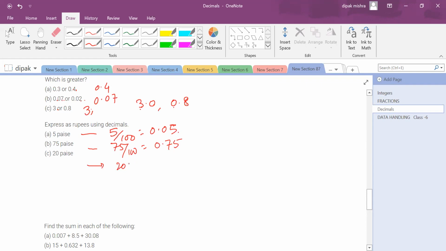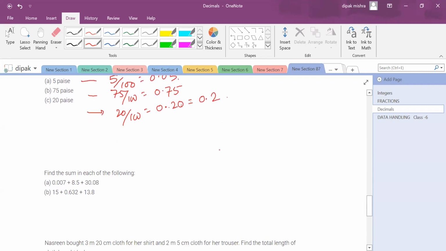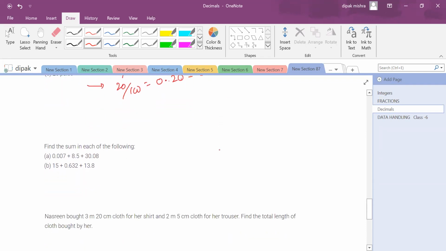So 20 over 100 will be 0.20. After the decimal, if there is a digit and then there is a 0, you can ignore this 0 and write this as 0.2 only. Right? So our value is 0.2.